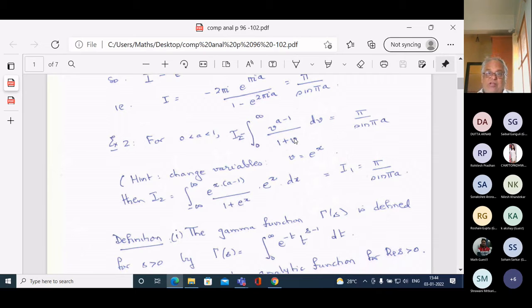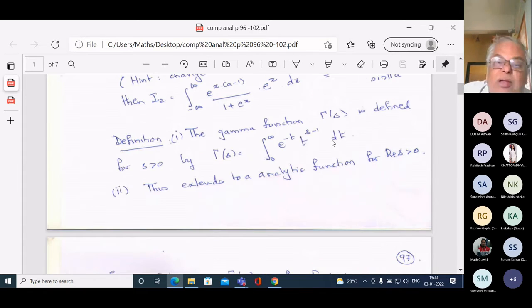The integral from 0 to infinity of v to the a minus 1 over 1 plus v dv is pi over sine pi a. So this is a consequence of the residue formula.